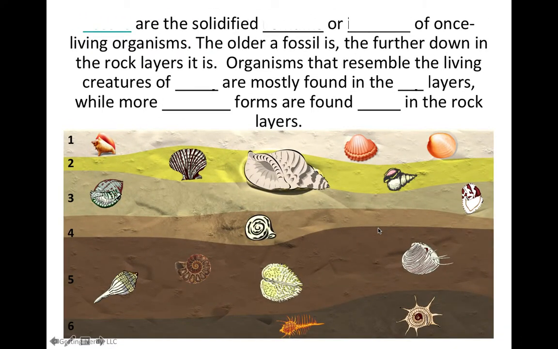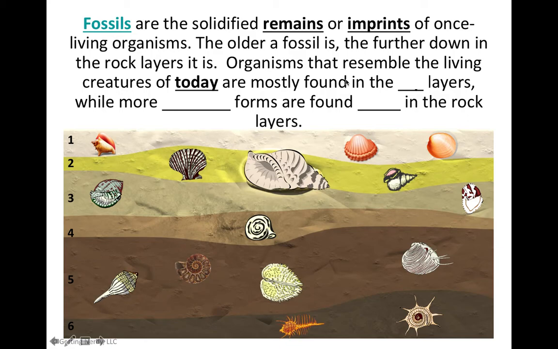All right, as we go through, you are going to fill in the blanks as I click on the screen. Your first set says, what do you need to know, and then it says fossils. You need to write fossils in that first opening. Fossils are solidified remains or imprints of once living organisms. So if we look at all these fossils down here, these are all showing remains, but we can also see imprints as well.